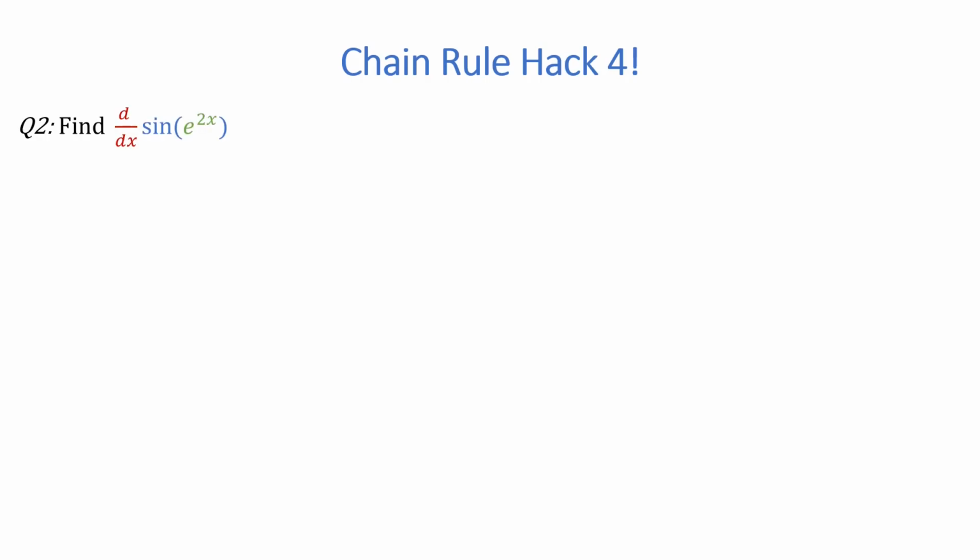Now let's look at hack number 4. Say we want to find the derivative of sine of e to the power of 2x. Now the hack is, anytime we want to find the derivative of sine of f of x, it becomes cos of f of x times the derivative of f of x.